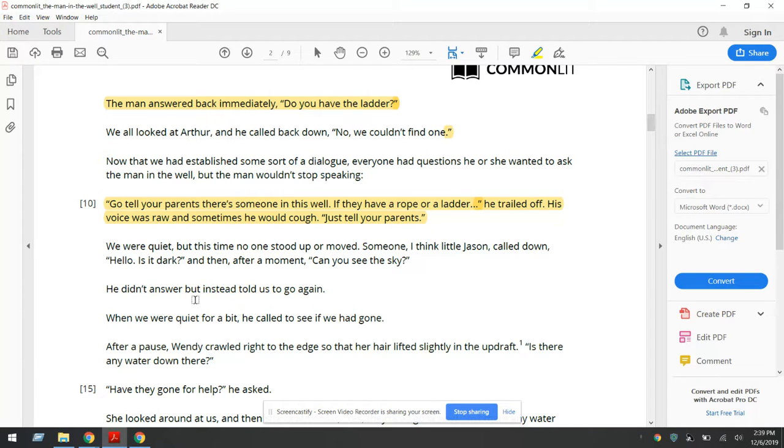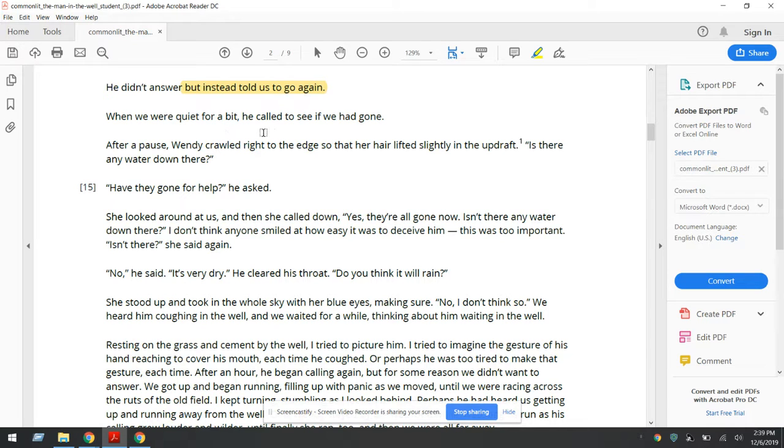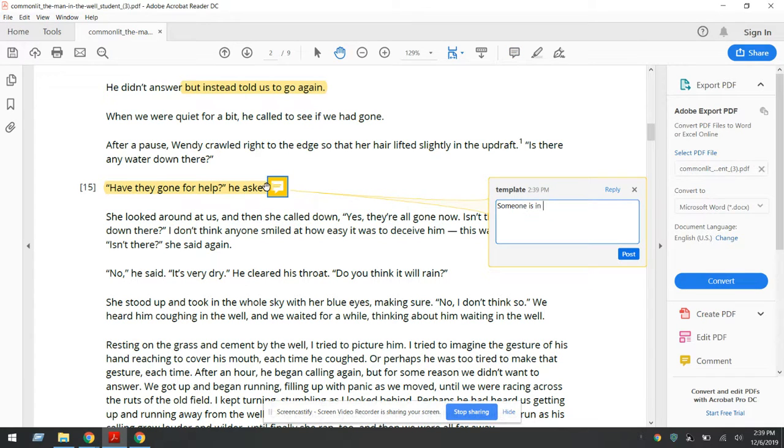Again, oh, here's that little but word. I always love the word but. Instead, he told us to go again. Okay. So I'm skimming and scanning. Have they gone for help? Okay. So even just skimming and scanning, I'm realizing that someone is in trouble and needs help. Sorry, what does this have to do with the well?